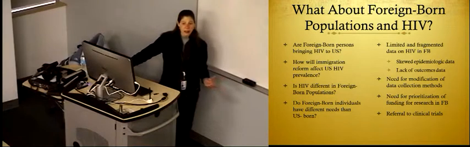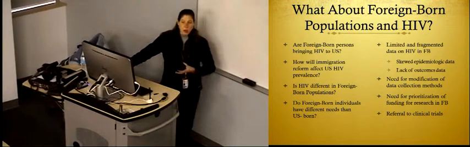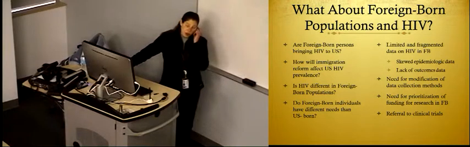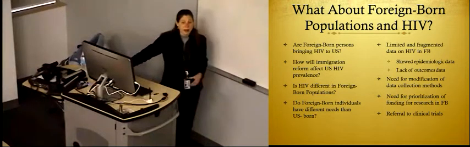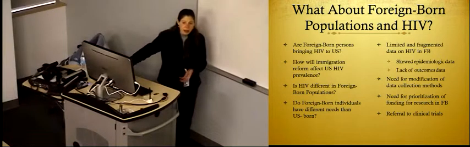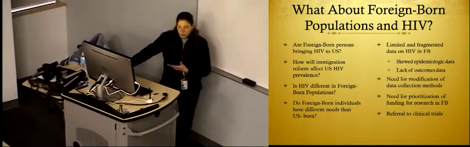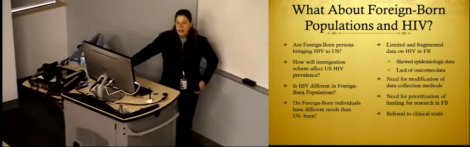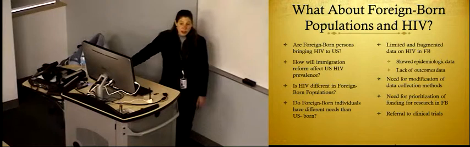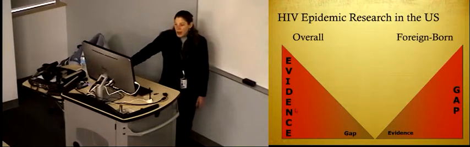There's a lack of outcomes data, similarly. What do we know about how people that are foreign-born do with HIV? Do they respond the same to HIV therapy? What are the factors that influence their outcomes? So we need some modification of data collection methods so that we could more accurately say what's happening in this population. And thus there's a need for prioritization of funding for research in this population. And then we need to refer foreign-born individuals to HIV clinical trials to help us gather this data. So this is a schematic showing what I just told you, that there's just a big gap in what we know in the foreign-born population.